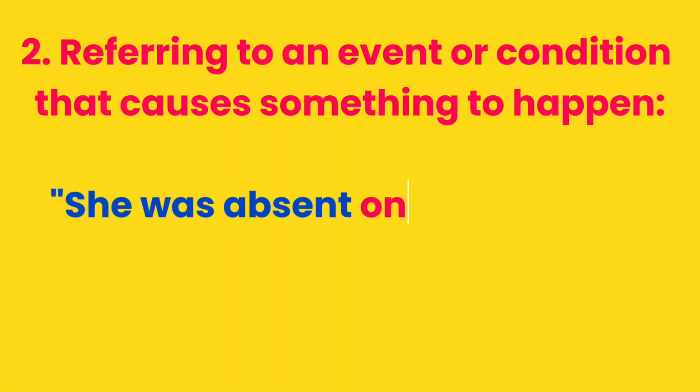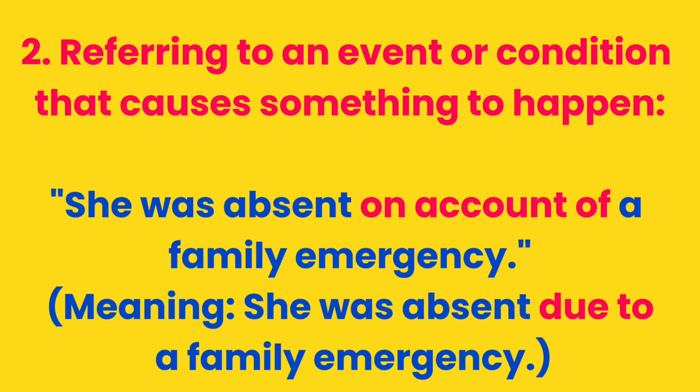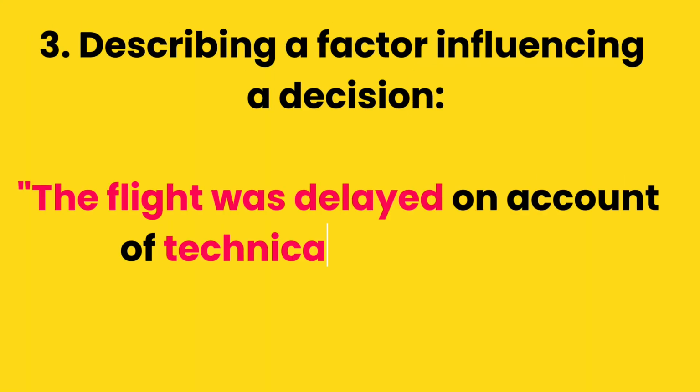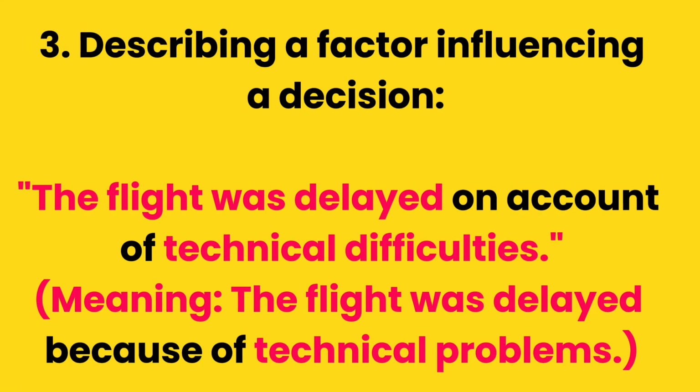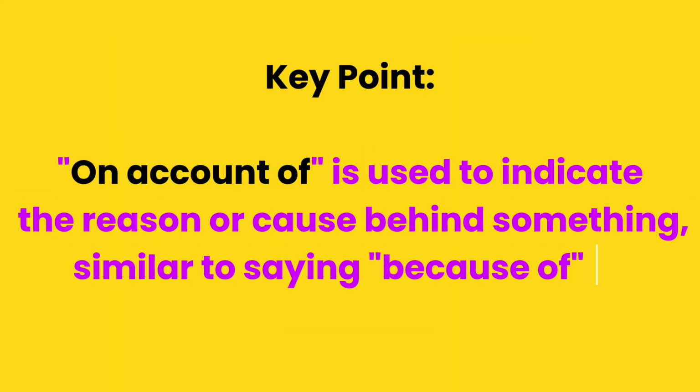2. Referring to an event or condition that causes something to happen. She was absent on account of a family emergency. Meaning, she was absent due to a family emergency. 3. Describing a factor influencing a decision. The flight was delayed on account of technical difficulties. Meaning, the flight was delayed because of technical problems. Key point. On account of is used to indicate the reason or cause behind something, similar to saying because of or due to.